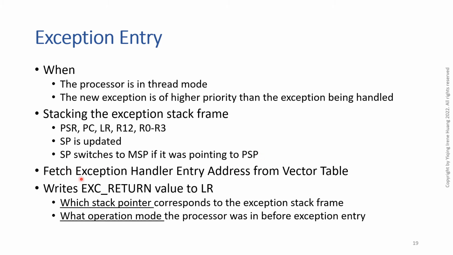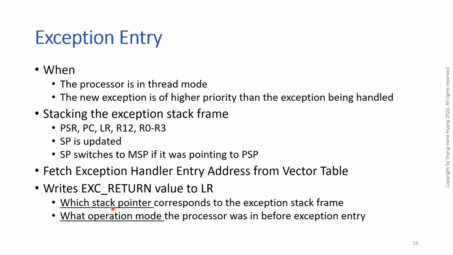Then the processor will fetch the exception handler entry address from the vector table. Remember, in the vector table each entry contains the exception handler's entry address. Then finally, the LR gets updated with a magic code called the EXC_RETURN value. Because we already saved the LR on the exception stack frame, now we can update this LR. This EXC_RETURN value contains some magic information.